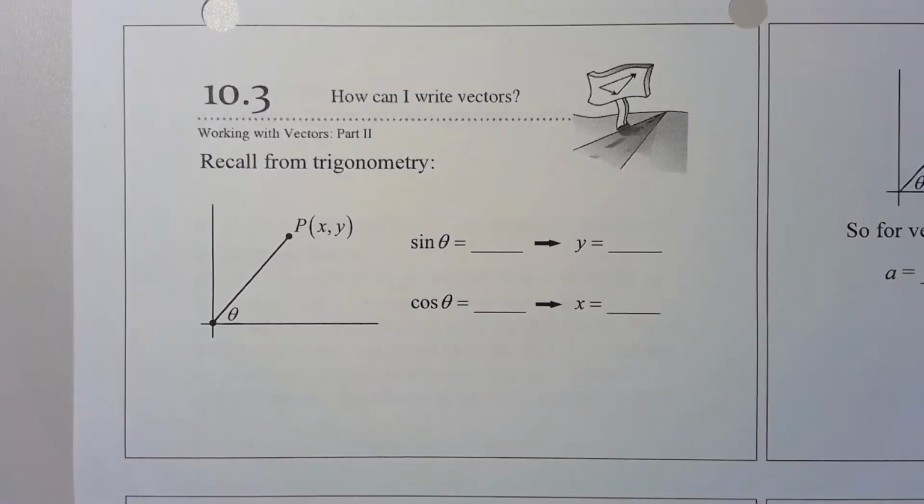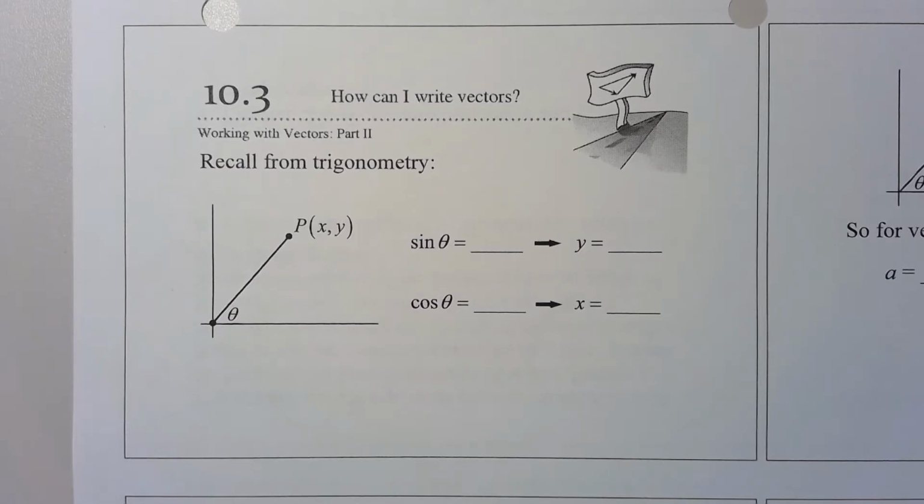In lesson 10.3, we're going to continue talking about ways to write vectors. In fact, today we're going to talk about how we can write a vector in component form if we know its magnitude and direction. So let's do a little bit of review from trigonometry.